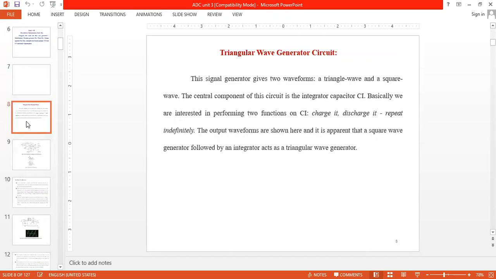First one, triangular wave generator. The signal generator gives two waveforms, a triangular wave and a square wave. The central component of this circuit is the integrator capacitor. Basically, we are interested in two functions of the capacitor: one is charge and discharge, and repeat indefinitely. So this is a basic model of the generation of a triangular wave and sawtooth like that.